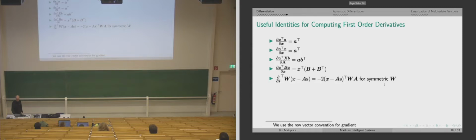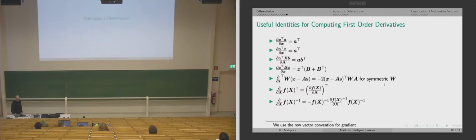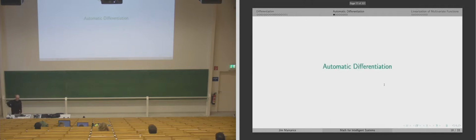This identity also comes up a lot. This was an identity that's used in computing things like pseudo-inverses. There's a transpose and an inverse identity here. You can look at that when you do exercises and so on.